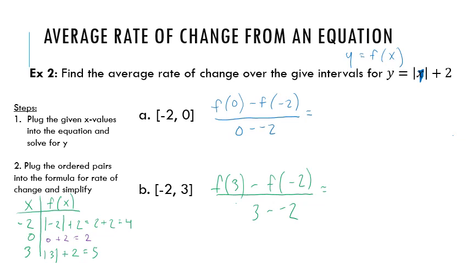One term I haven't mentioned yet: one thing that we call this formula is the difference quotient. Difference because we're subtracting, quotient because we're dividing. So you might hear me use that term again. For the first one, f of 0 was 2, f of negative 2 was 4, over 0 minus negative 2, so 0 plus 2. That looks like 2 minus 4, negative 2, divided by 2, equals minus 1 for our average rate of change.